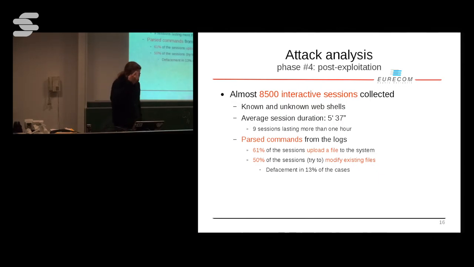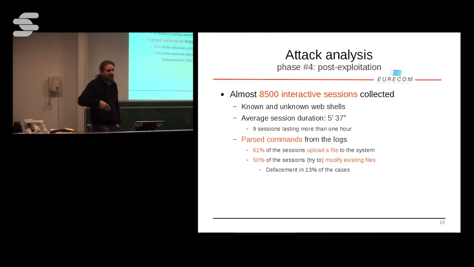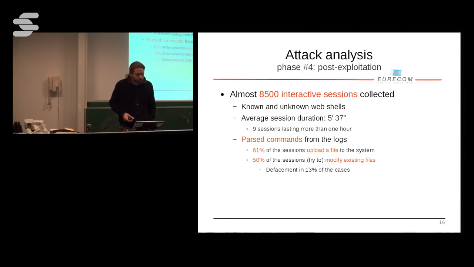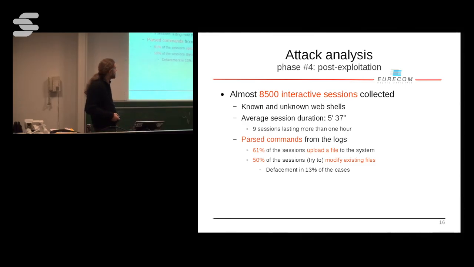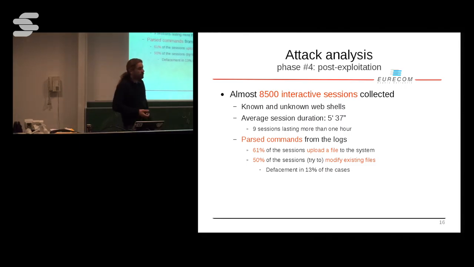So in this phase of manual exploitation, we found 8,000 interactive sessions collected. They were uploading using known or unknown web shells. On average, the session is only 5 minutes, right? So maybe not automated, but they seem not to waste too much time on one thing. They seem to know what they do, or repeat, probably reusing the same script or same things. They don't waste too much time on a single machine. Only 9 sessions lasted more than 1 hour.